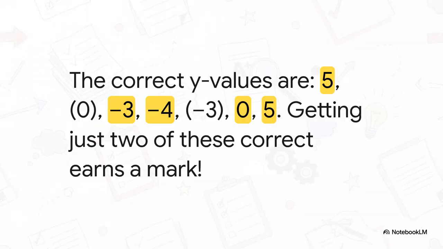Not bad. And just for reference, here are the correct Y values for the table. 5, 0, -3, -4, -3, 0, and 5. The question already handed you the 0 and the -3, so you just needed to find the other 5. Get just 2 of those right, and you're already on the scoreboard.